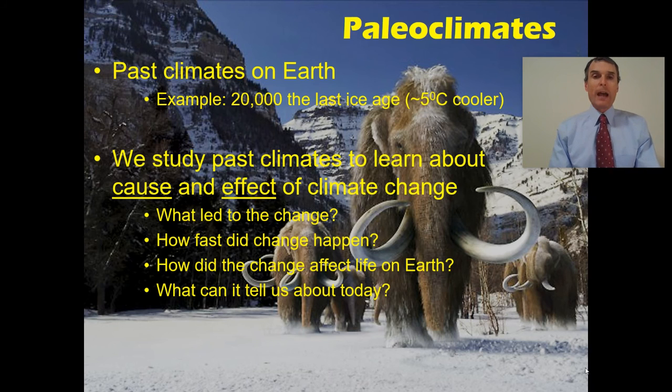We want to know how fast it happened. For example, the last Ice Age, it was 20,000 years ago. So over 20,000 years, it's warmed up to today's temperature. So that seems like a reasonable length of time. But then we can compare that. Is something happening faster or slower than that?